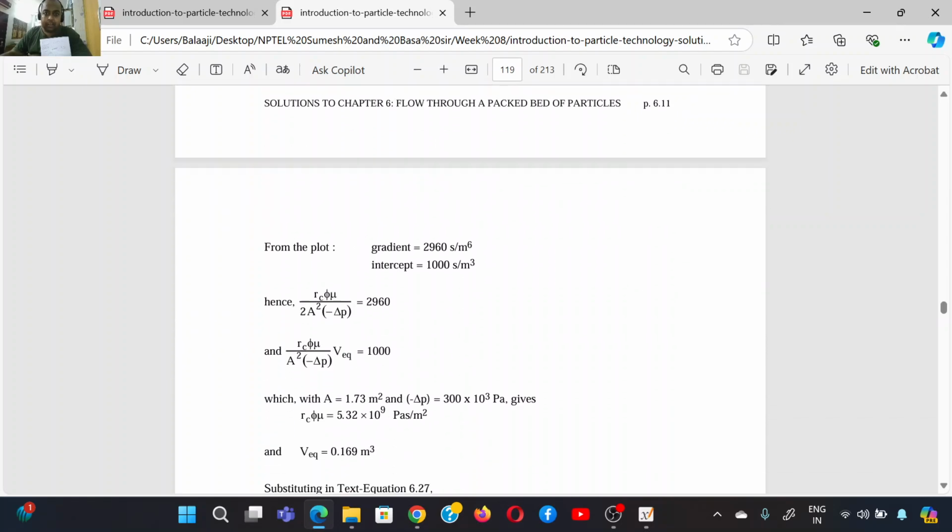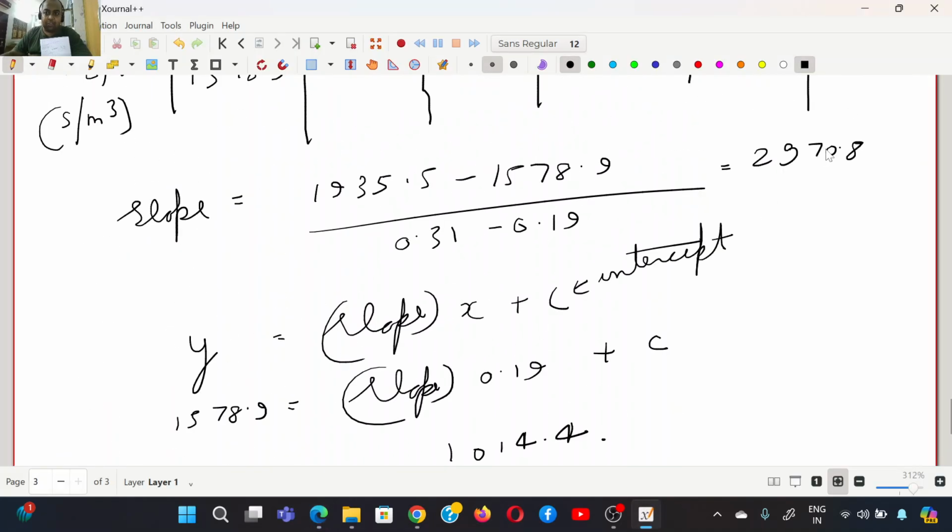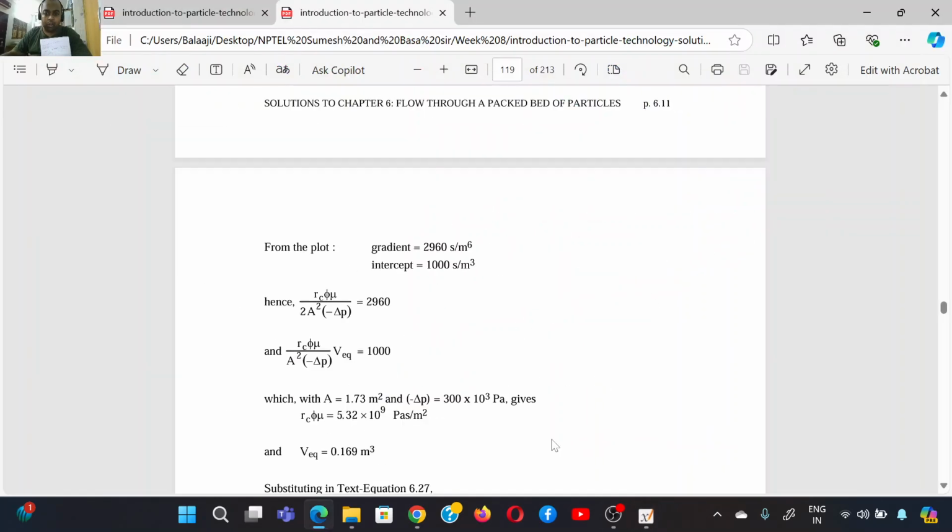See, T by V versus V they have plotted. And the gradient they got was 2960. Intercept they got 1000. Like we got 2970 and 1014.4. Almost correct. But maybe you use their value because they are from the solution manual. Maybe you write this answer instead of my answer. This is more accurate.